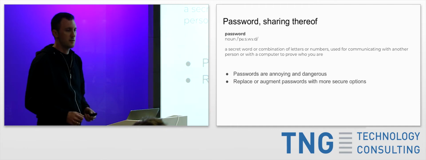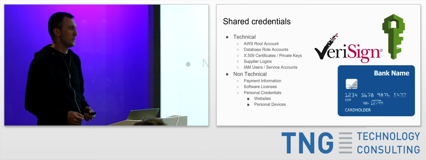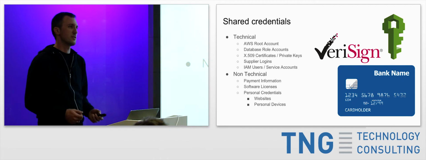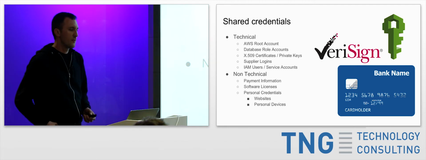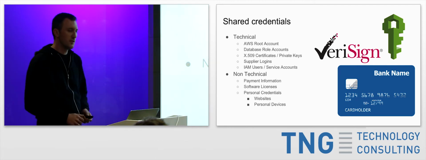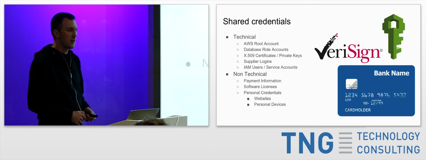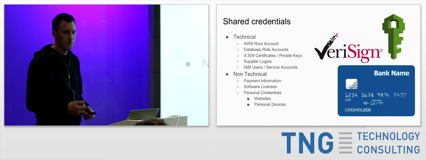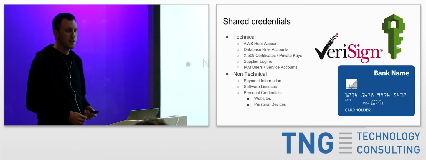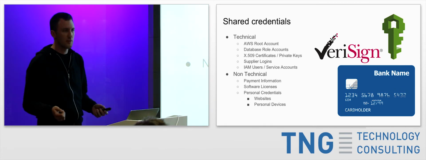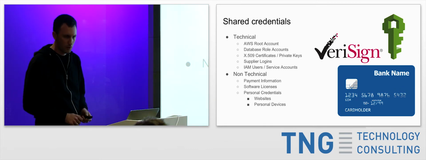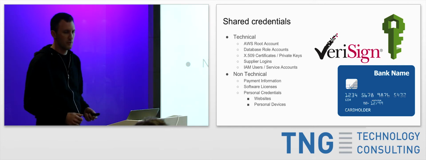But in our case, we looked and we saw that there are several kinds of credentials we need to share in our organization. For example, if you use AWS, there's this root account which you need to do certain things which you can only do with this account and not with a personalized account. We have some database role accounts for different kinds of applications. Even though there are things like Let's Encrypt, you still might buy your X509 certificates for your website because you need a wildcard certificate, or your provider doesn't support Let's Encrypt, or for whatever reason.